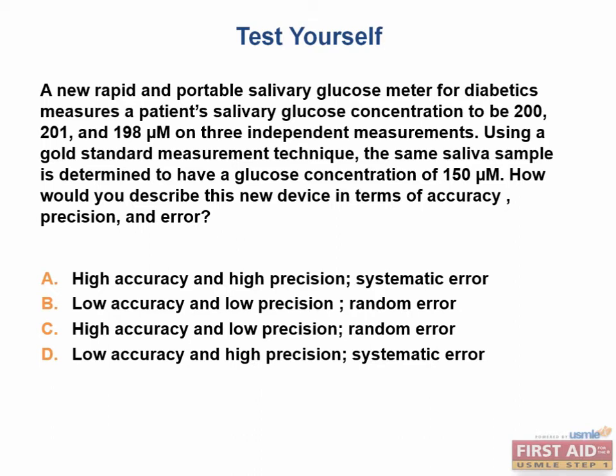Time for another practice question. A new rapid and portable salivary glucose meter for diabetics measures a patient's salivary glucose concentration to be 200, 201, and 198 micromolar on 3 independent measurements. Using a gold standard measurement technique, the same saliva sample is determined to have a glucose concentration of 150 micromolar. How would you describe this new device in terms of accuracy, precision, and error? The answer is D. This new device was consistent in 3 independent measurements, so it's precise. However, its results are more than 30% higher than the gold standard measurement, which means it's not very accurate. A precise but inaccurate test would exhibit significant systematic error.